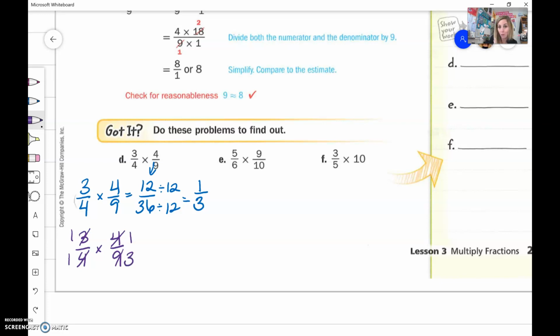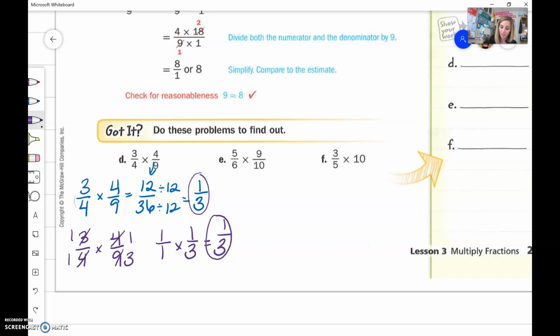So now my new problem becomes this. 1 over 1 times 1 over 3. So 1 over 1 times 1/3. What's 1 times 1? 1. What's 3 times 1? 3. I get the exact same answer. I just cross-simplified at the beginning.